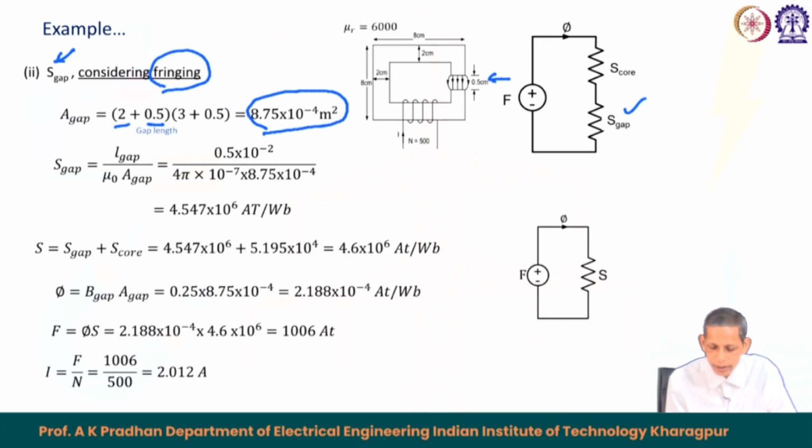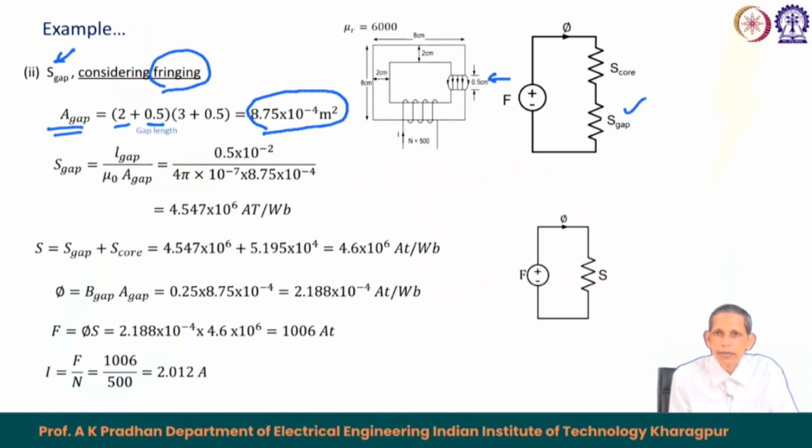So, this is higher than the area of the core. That is an empirical way of finding the air gap area considering the fringing. Note that fringing becomes more and more if the gap becomes more and more. If the gap is very small, then we can neglect fringing. That is what we do in most of the problems.